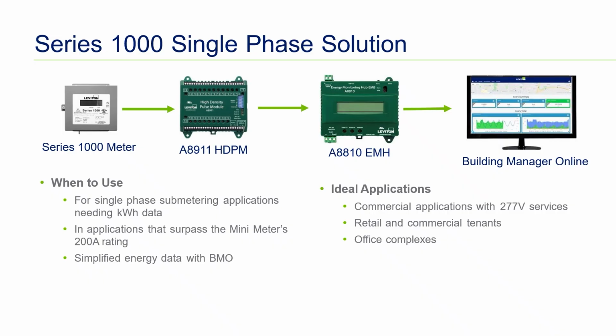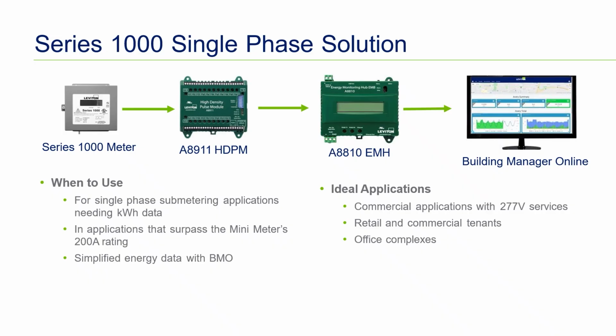The Series 1000 pulse meters are single-phase meters, which provide simple kilowatt-hour consumption data. We offer these meters in configurations up to 8,000 amps. In addition to 120 volts, the Series 1000 also includes 240 and 277 volt models. Because these are pulse meters, they are typically connected to a high-density pulse module to convert the pulse data output to a Modbus data stream.